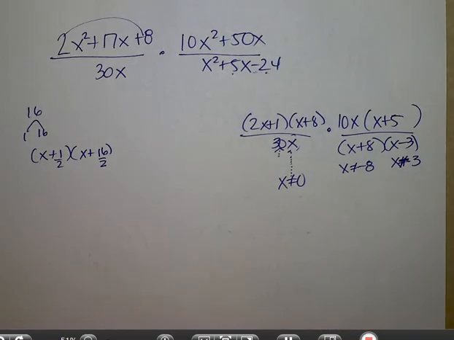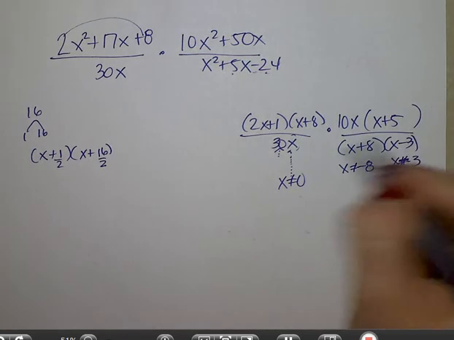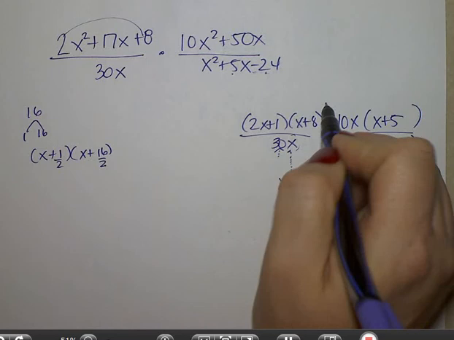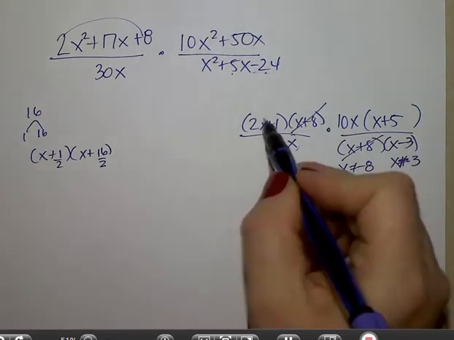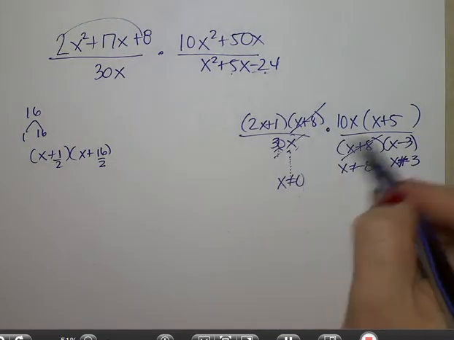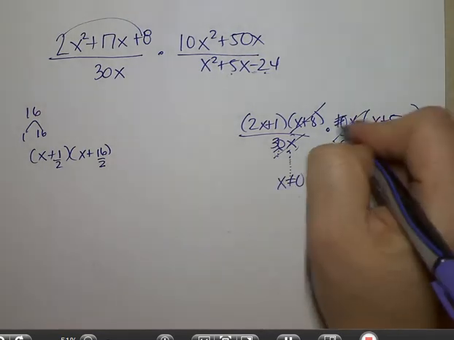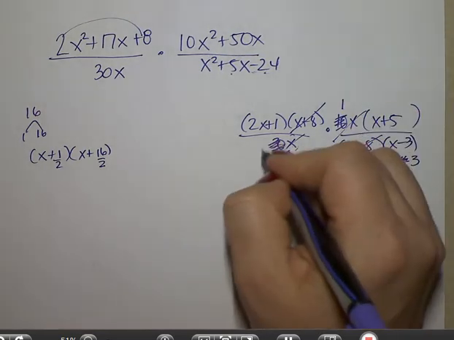Okay, here we go. So I'm going to cancel. I have an x plus 8 and an x plus 8. I don't have an x minus 3. Here's an x and an x. And then 10 and 30. 10 goes into itself once. 10 goes into 30 three times.